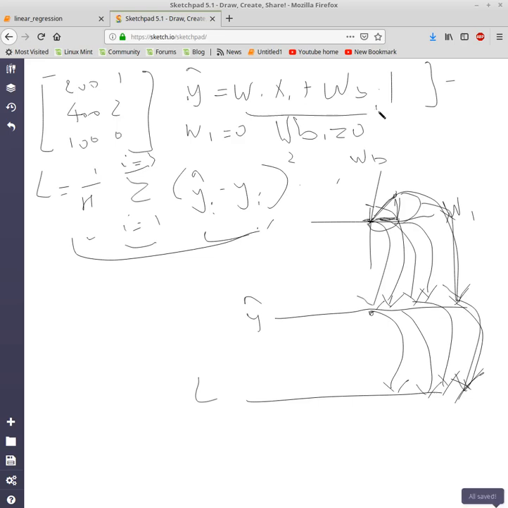So if you change W1 by some amount, it's going to affect y by some number. If you change WB by some amount, it's going to affect y by some number, and those two changes are added together for the change in y hat.